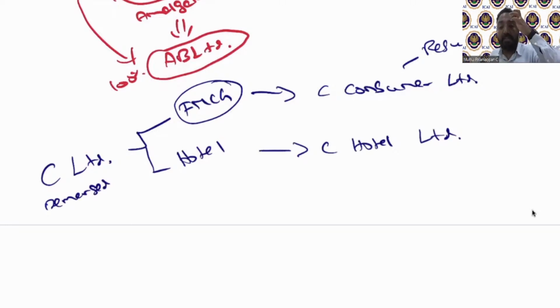So this hotel business has become a new distinct business. They have changed the name to C Hotel Limited. This FMCG is a new business on its own. It's a new company on its own. So it's called C Consumer Limited. So this is called the resulting company. So that is what it is.